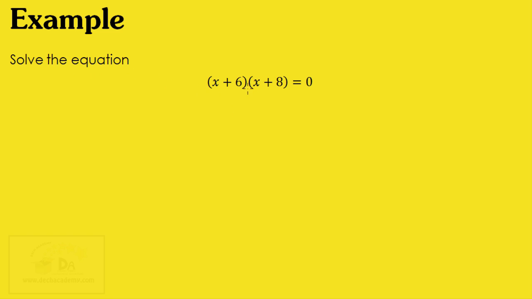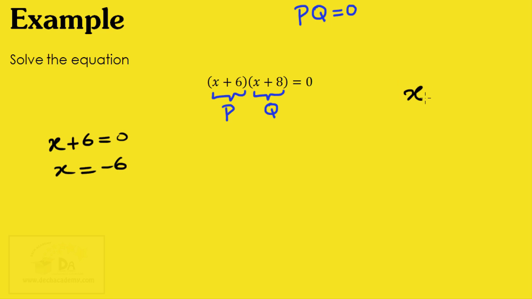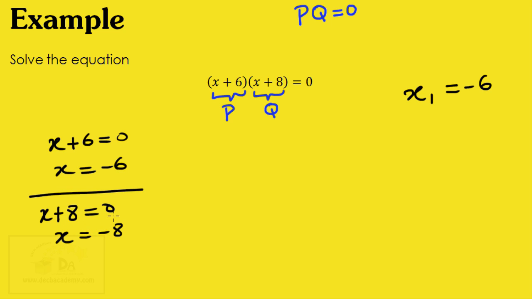So here's another example. We need to solve this equation. It's also of the form p times q because this first variable term we can call p and this second term can be called q. So this is an equation in the form p times q equals 0. So the solutions to this equation are given by two cases, when p is 0 and when q is 0. The first case, when p is 0, means when x plus 6 is equal to 0, which means that x is equal to minus 6. So one solution is x1 is minus 6. Second case, q equals 0. x plus 8 is equal to 0, which means x is equal to minus 8. So the second solution is x2 equals minus 8, and it's as easy as this.